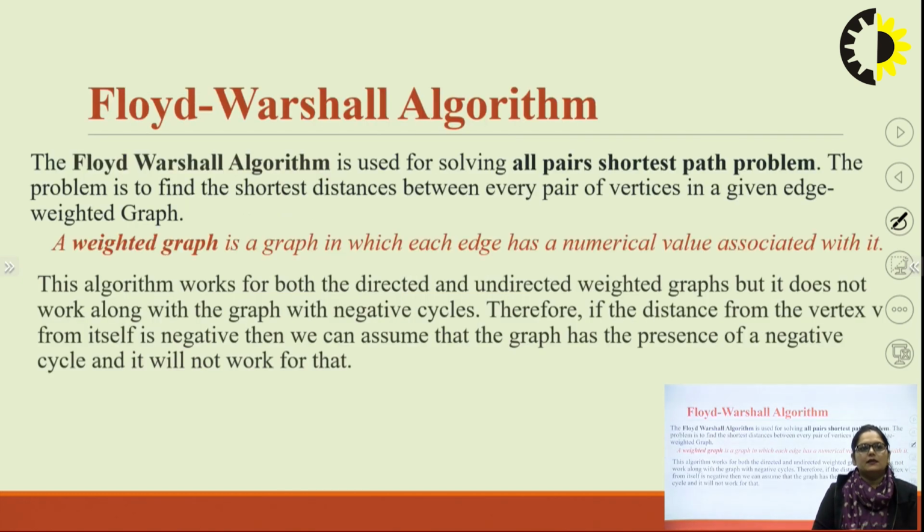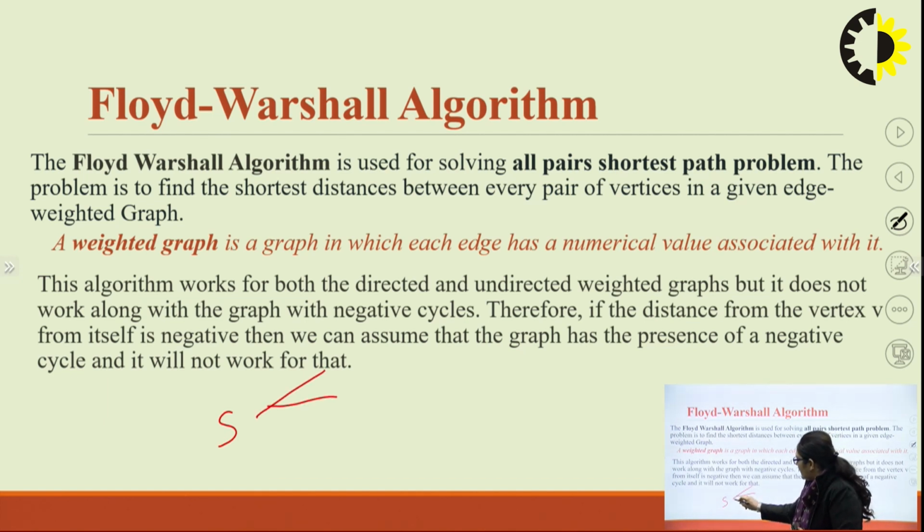So basically the Floyd-Warshall algorithm is used for solving the all pairs shortest path problem. So what is the all pairs shortest path problem? As we have already discussed in the Dijkstra algorithm, it finds the shortest path from the single source node to every vertex or node present in your graph. For example, we have a source node S and we have to calculate the shortest path from this single source S to the remaining other nodes.